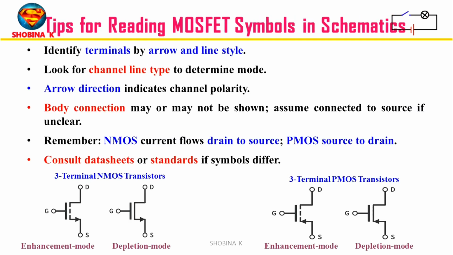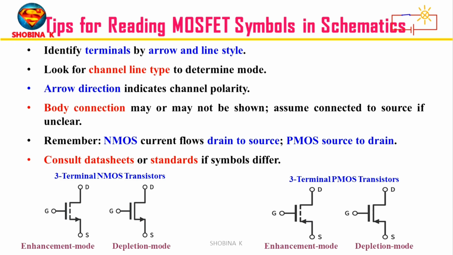And here are some tips for reading MOSFET symbols in schematics. First, identify terminals by arrow and line style. The gate is always shown as a line perpendicular to the channel. The source terminal is typically identified by the arrow, or where the arrow points. The drain is the opposite side from the source.